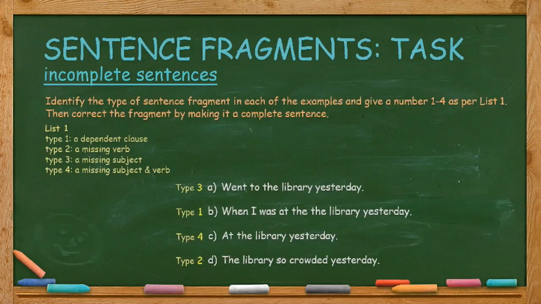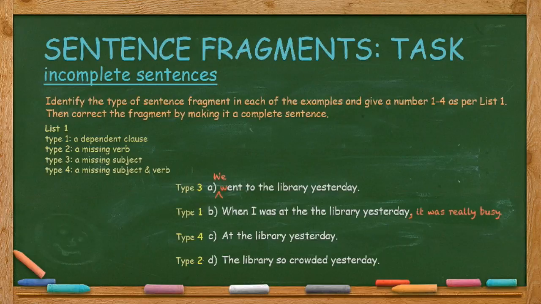Let's make the corrections now. A has a missing subject, type 3, so you could correct it by saying we went to the library yesterday. B is type 1, a dependent clause. So you could correct it by adding an independent clause. When I was at the library yesterday, it was really busy.